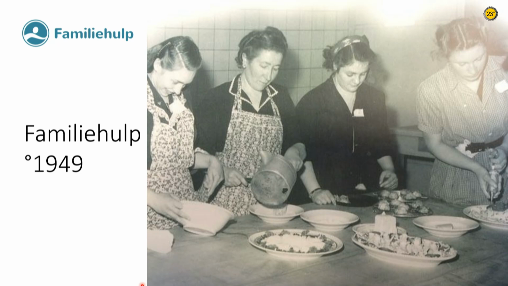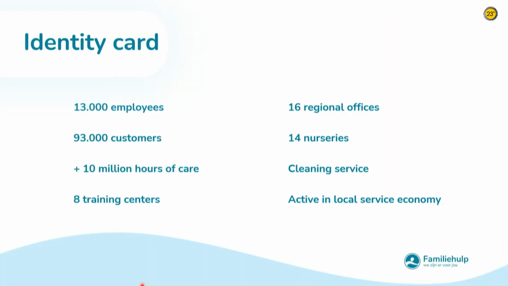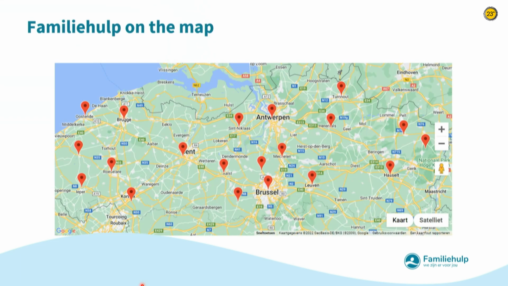Familiehulp was already born in 1949, so next year we will celebrate our 75th anniversary. It's a large organization, as you can see, with more than 30,000 employees, 93,000 customers, more than 10 million hours of care, 8 training centers, 16 regional offices, 14 nurseries, also a huge department of cleaning service, and last but not least, we are also active in the local service economy.